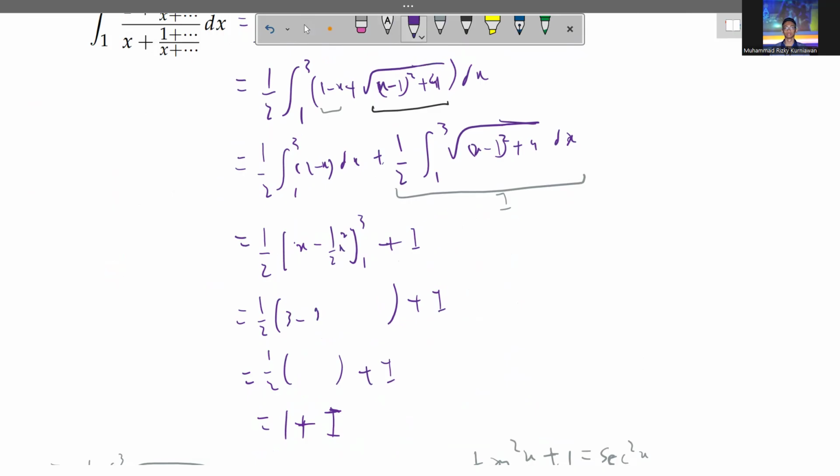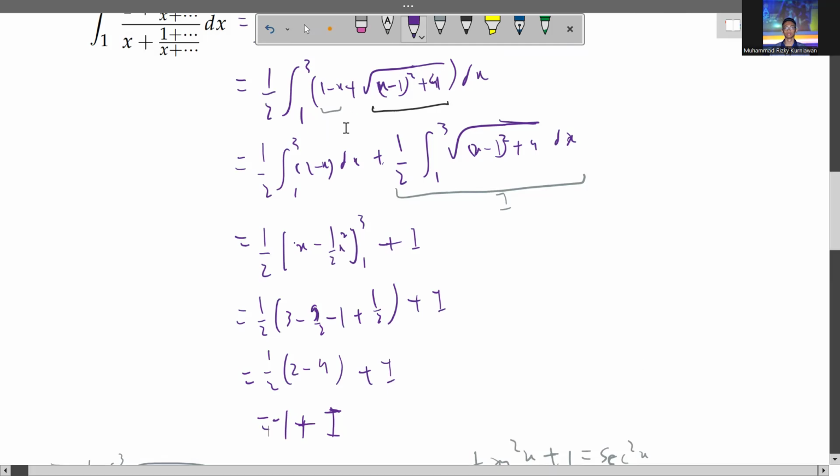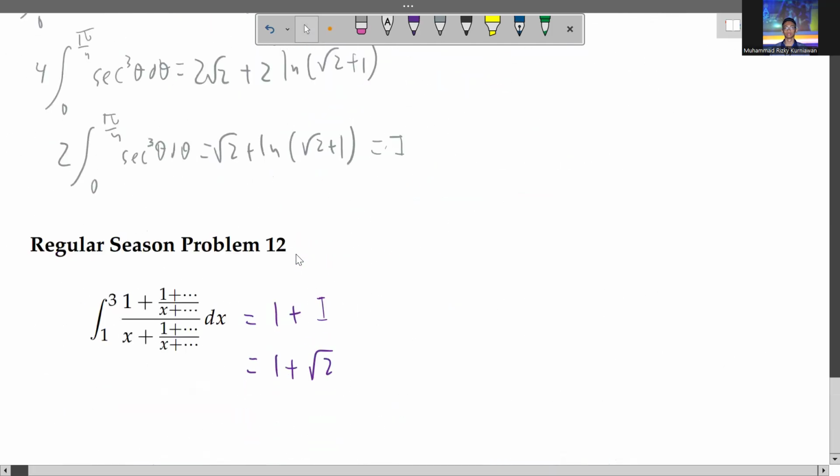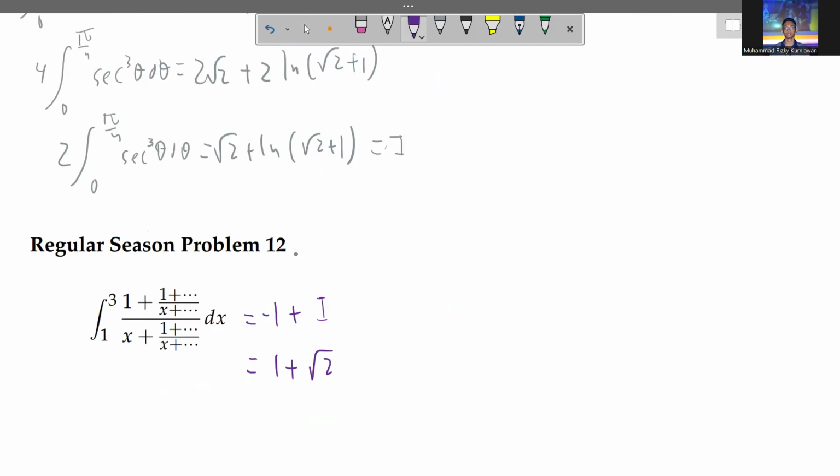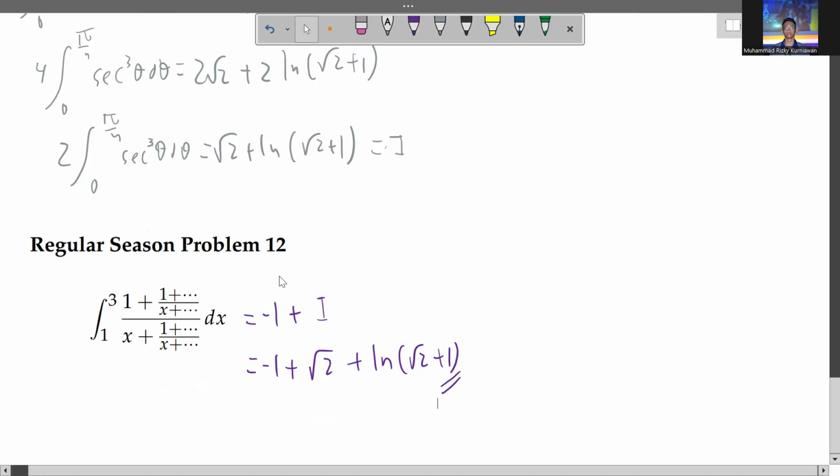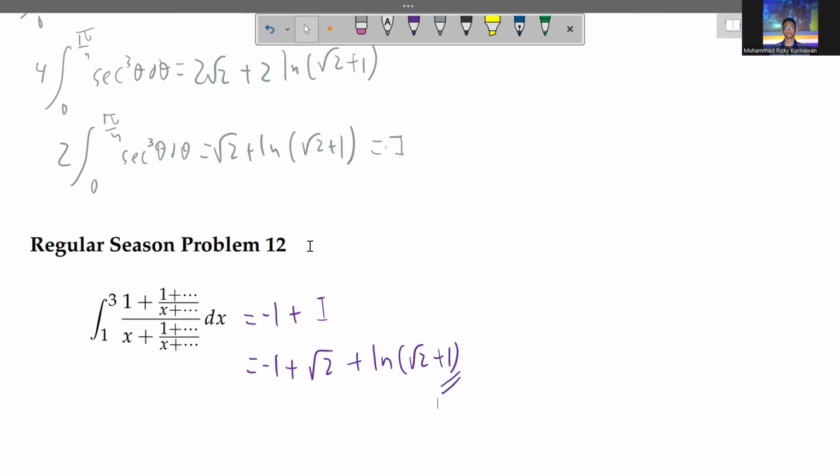So 3 minus 9 over 2 minus 1 plus 1 over 2, 2 minus 4, -1. There you go. So, okay, it doesn't change the entire result. So it's just -1 plus square root of 2 plus natural log of square root of 2 plus 1. There you go. A little bit of hiccup right there, but overall, I caught it.